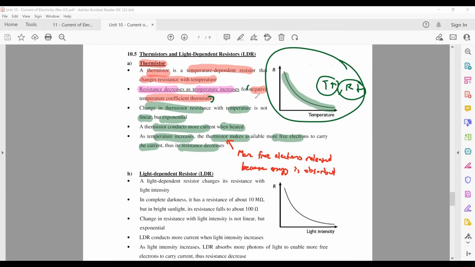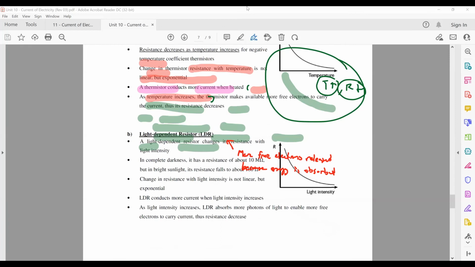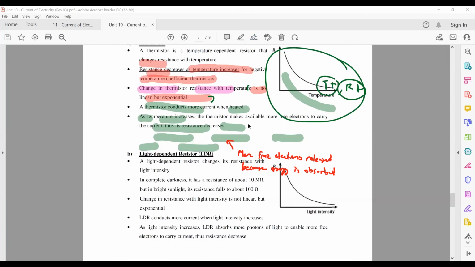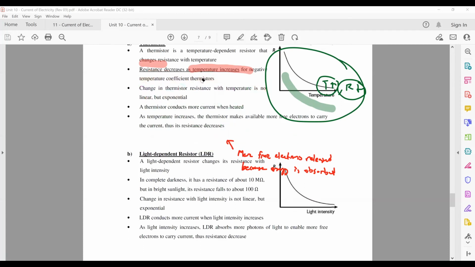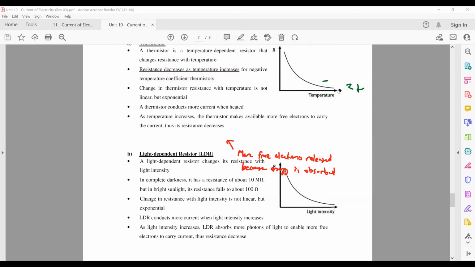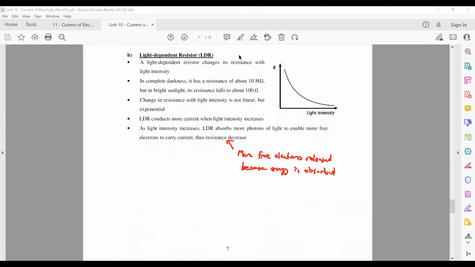Now, you also have something called light-dependent resistors. A light-dependent resistor, again, is a resistor that changes its resistance with something, but here it changes its resistance with light. So a light-dependent resistor changes resistance with light intensity, with brightness. In complete darkness, it has a very high resistance of 10 mega ohm. In bright sunlight, its resistance will fall to 100 ohms.